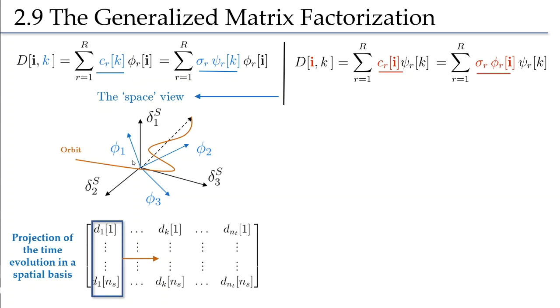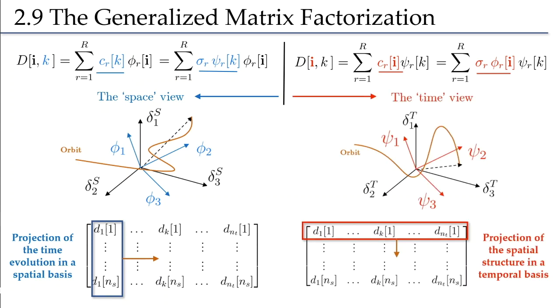On the other hand, we might have a time view or column variation. Here we see every row, every time evolution, as a combination of a temporal basis, that is the psi's, and the coefficients of this linear combination change as we consider different spatial locations. What controls the spatial dependency of these coefficients is of course the set of phi's, that is the basis for the space domain.